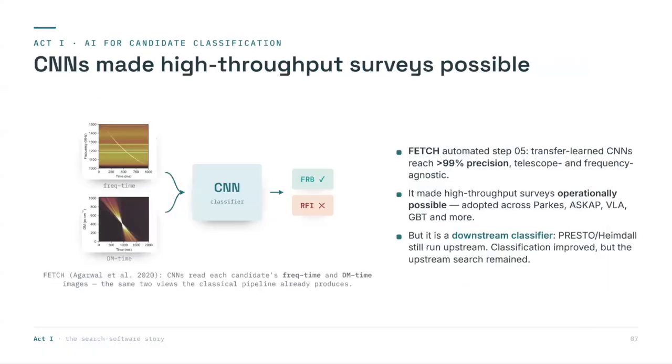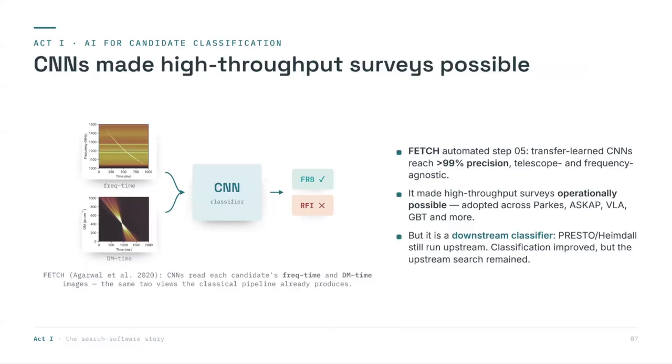This is where CNN classifiers become useful. A well-known example is FETCH. It reads the frequency-time image and the DM-time image of each candidate. Then it decides whether the candidate is a real FRB or RFI. And this reduces the load on human reviewers.